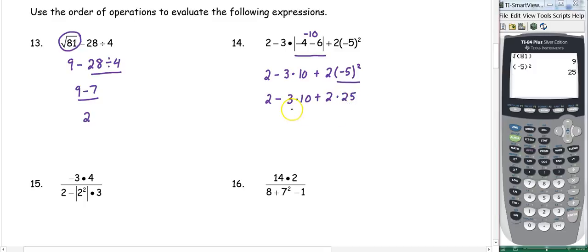Next, I'm going to read my problem from left to right, and I see multiplication. So 3 times 10 is 30. So 2 minus 30 plus 2 times 25. Then I see another multiplication of 2 times 25. So 2 minus 30 plus 50. 2 minus 30 gets us negative 28 plus 50. And then negative 28 plus 50 is positive 22.